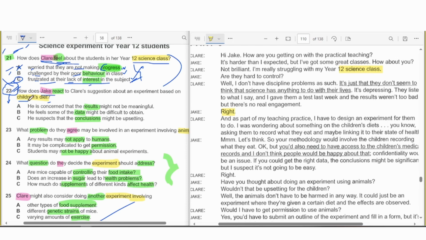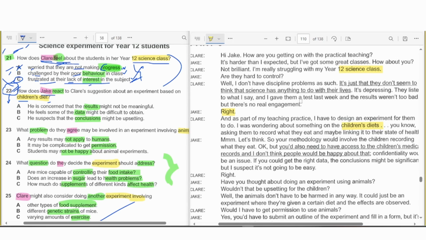So when we say children's diet, we're going to understand. Okay, this is the time for number 22. Let's go. "As part of my teaching practice, I have to design an experiment for them to do. I was wondering about something on the children's diets." You know, children's diet. See? So now you understand. I am very near. You answered 22. Let's go into that.